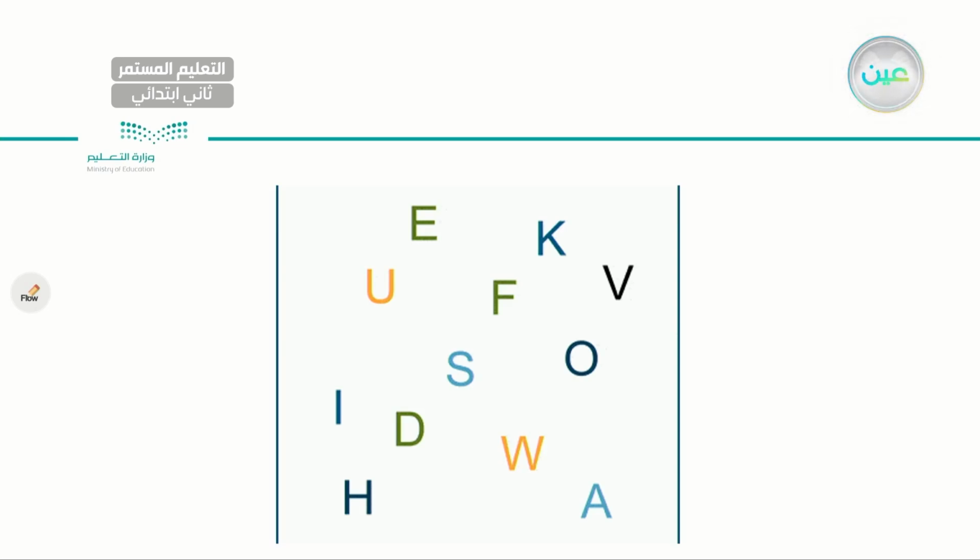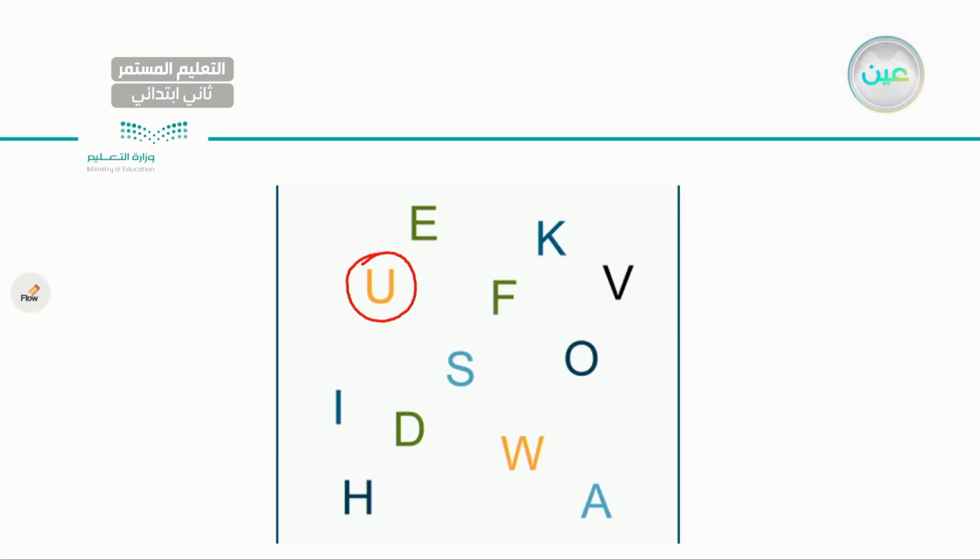As you can see, I have K, I have V, I have F, U, S, O, W. I will give you 10 seconds. Try to identify the vowels here. Point at the vowels. Okay, so let's start. Is U a vowel, my dear student? It is definitely a vowel, so we will circle U.